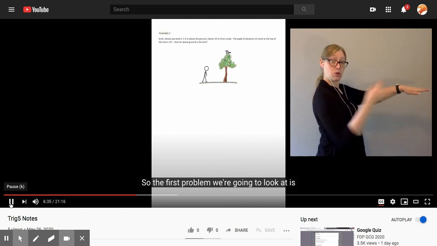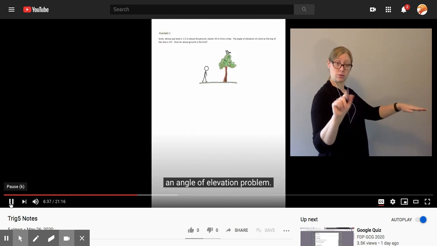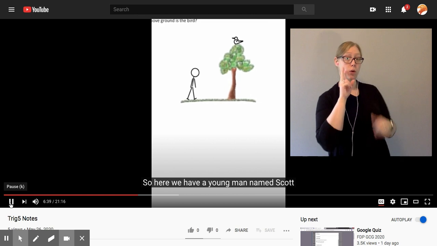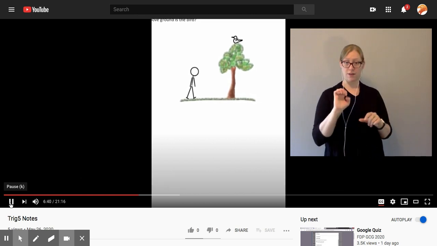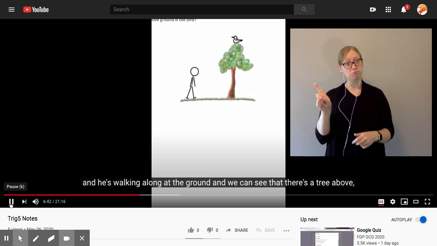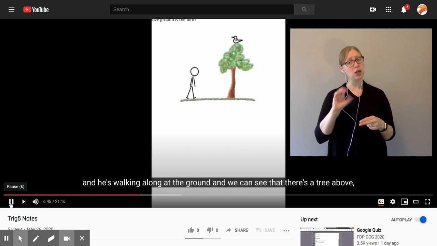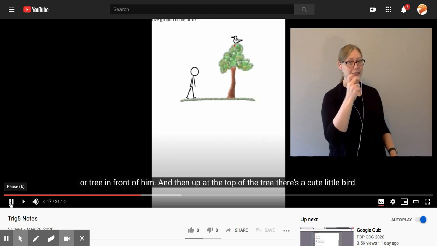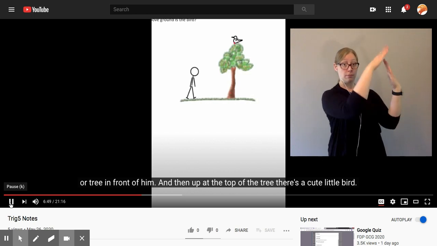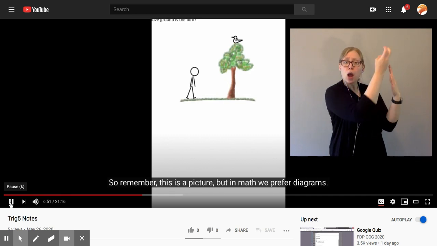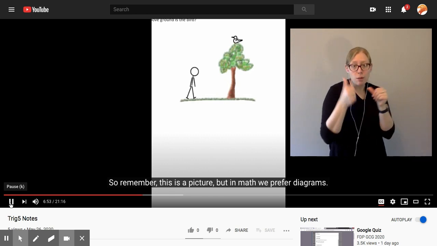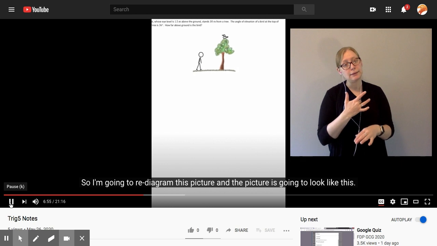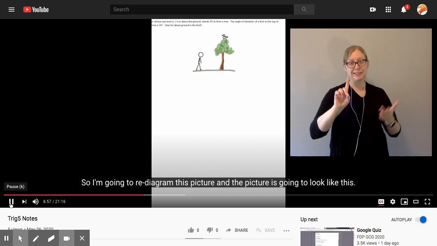So the first problem we're going to look at is an angle of elevation problem. So here we have a young man named Scott, and he's walking along the ground, and we can see that there's a tree in front of him, and then up at the top of the tree there's a cute little bird. So remember, this is a picture, but in math we prefer diagrams, so I'm going to re-diagram this picture, and the picture is going to look like this.